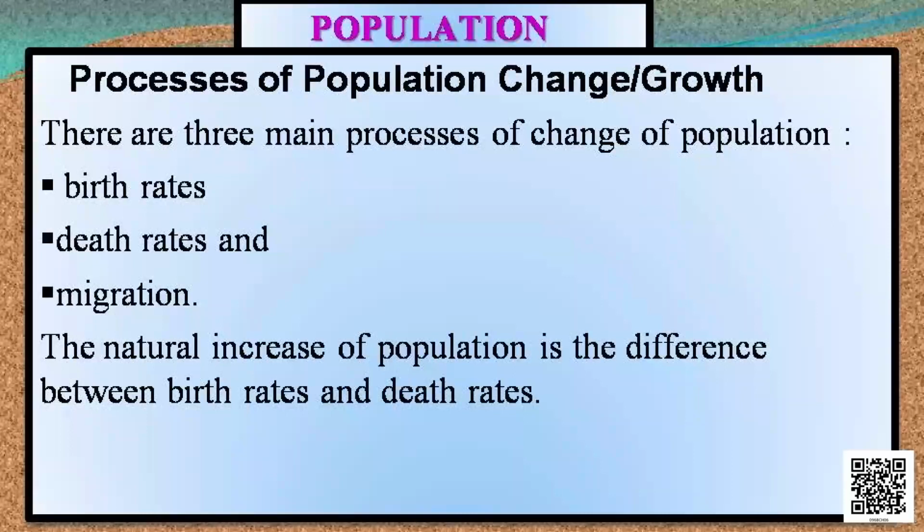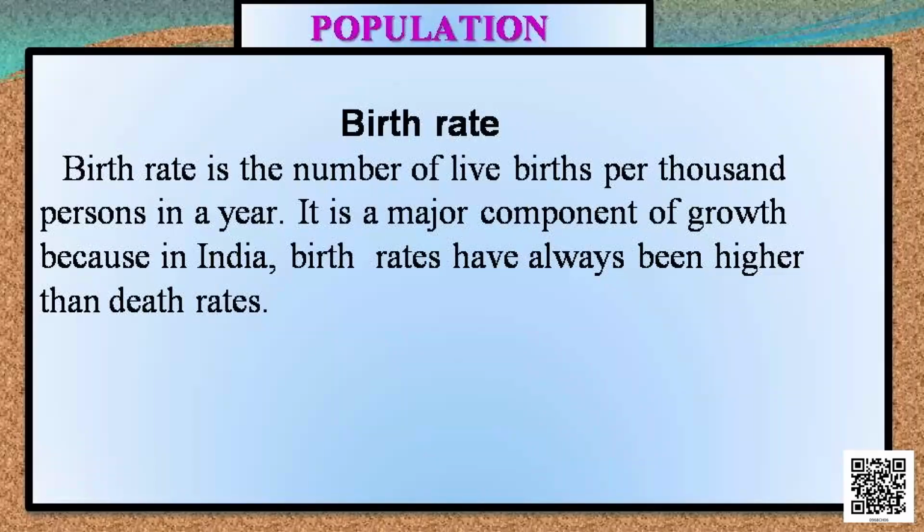Let us discuss the processes of population change or growth. There are three processes of change of population. Those are the birth rate, the death rate and migration. Let us discuss the birth rate. What do you mean by birth rate? It is the number of live births per 1,000 persons in a year, and it is a major component of growth in India. And you know children, the birth rate has always been higher than the death rate in India.